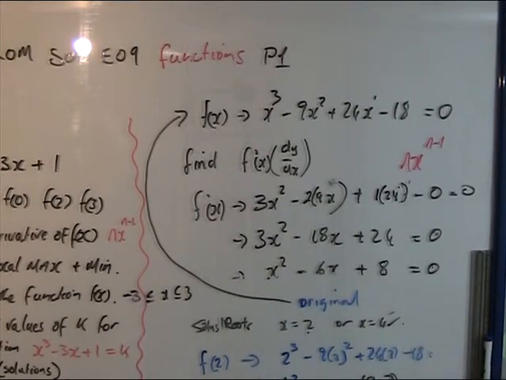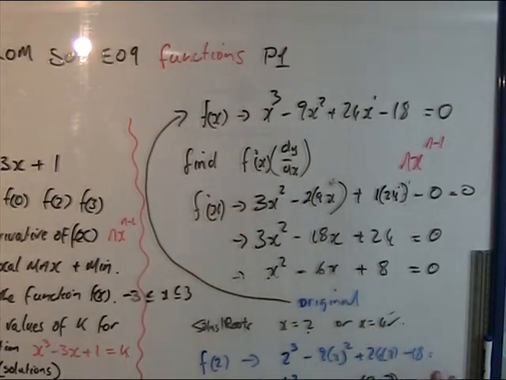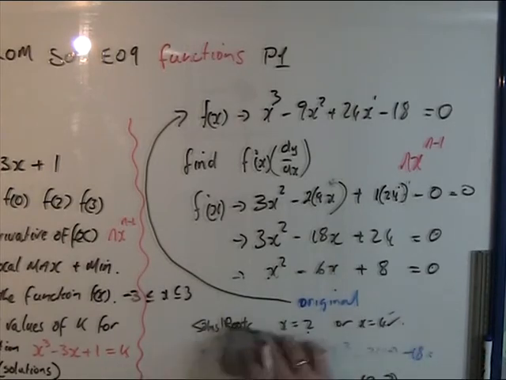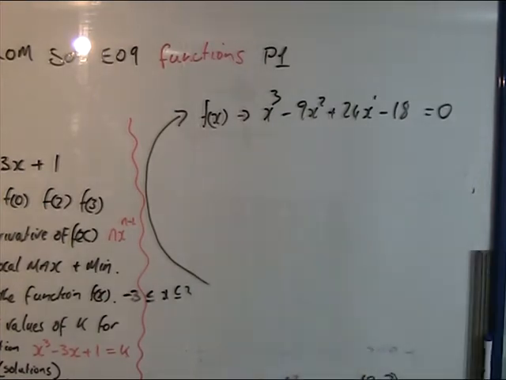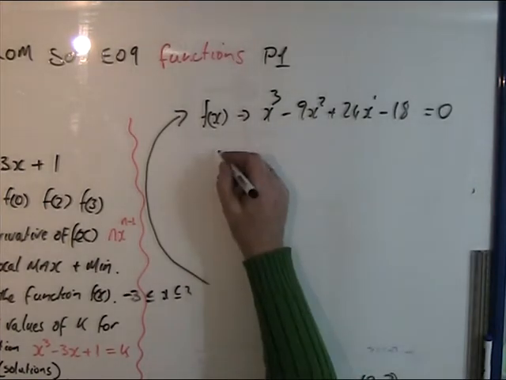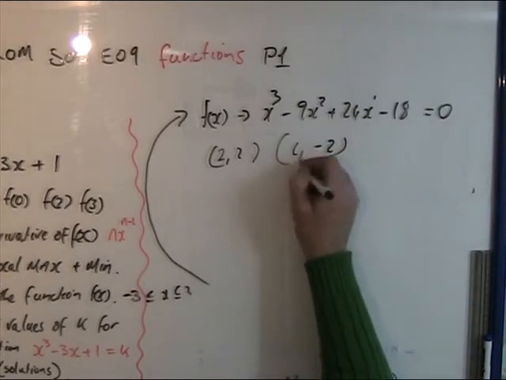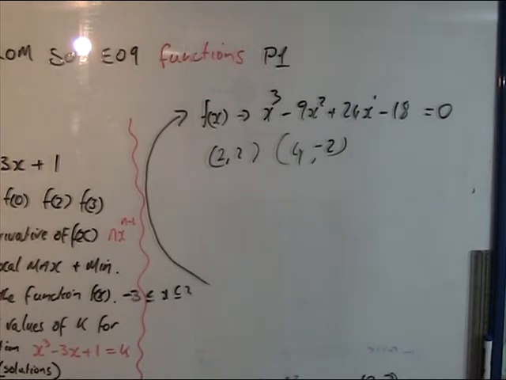Now you see what's happening here. You're putting what you get for x back into the original equation. Always remember that. Back into the original equation. So that's sorted. Now I'll just bring this a bit higher. So I've got the points 2, 2 and 4, minus 2. Now I'm going to let you draw that out, and you can sort it out.